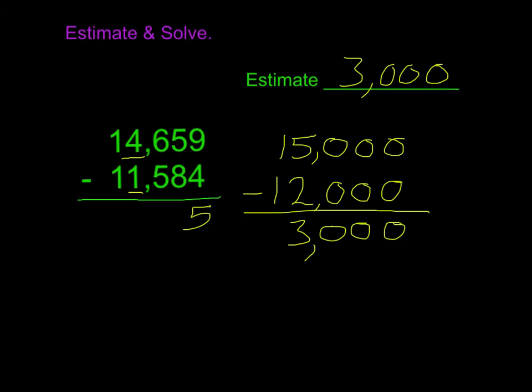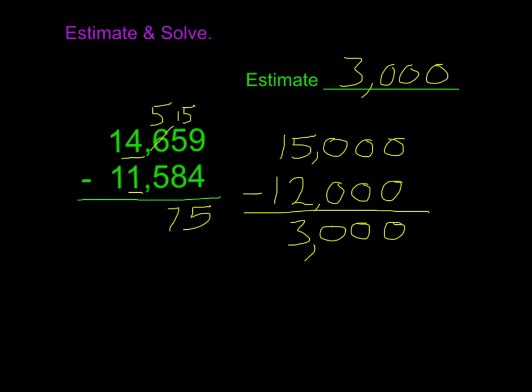And then we move into the tens column. 5 subtract 8. 5 cannot subtract 8, so we need to regroup. So we're going to cross off our 6 there. Our 6 is going to become a 5. And our 5 is going to become a 15. 15 subtract 8. That is going to give us a 7.